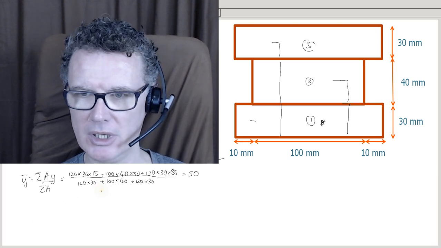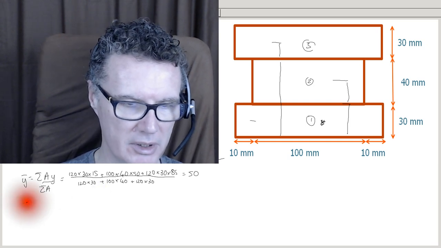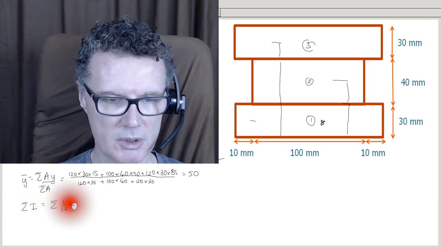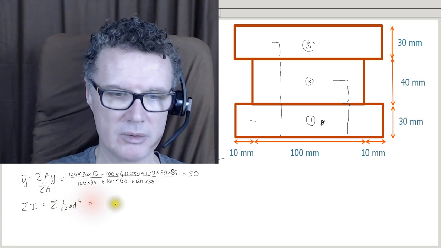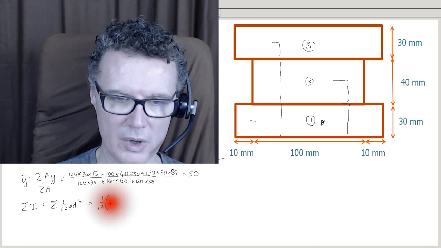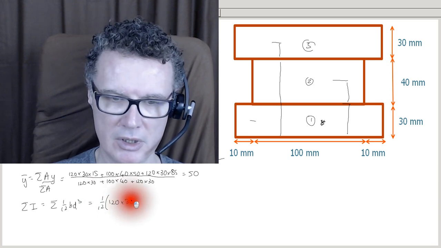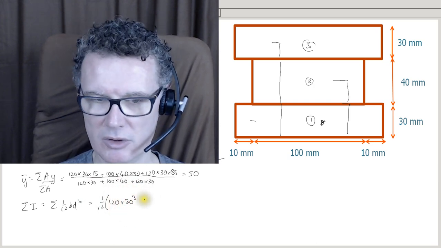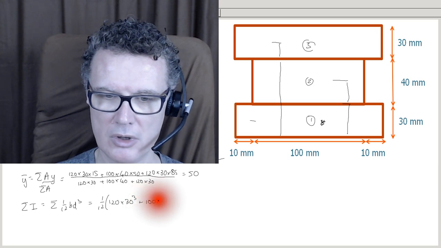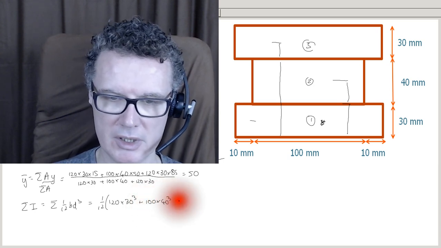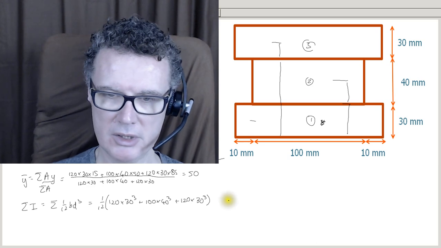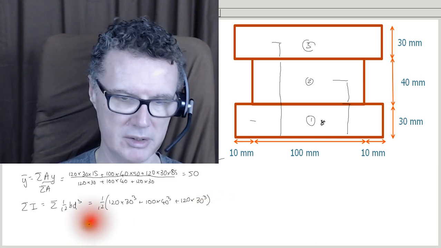Now let's do the I's. So let's work out the sum of the I's. Sum of I's. So that's going to be the sum of the 1/12 BD to the power 3's. So we've got 1/12. Your bottom one is going to be 120 times 30 to the power 3. In fact, you've got two of these. So you've got another one, 100 times 40 to the power 3, and here's the second one, 120 times 30 to the power 3, close bracket. So that's going to be all my I's summed up.